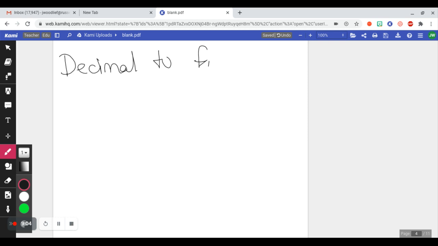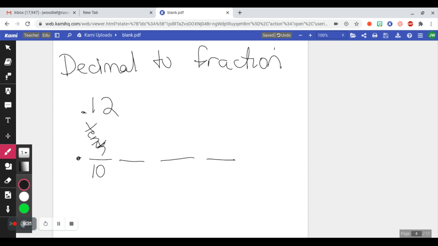Okay, now let's look at how to go from a decimal to a fraction. If we have 0.12, we're going to put it over the place value. So let's talk about our place values for a minute. Some of us missed those the last time. The first place here is called the 10th position. So that means it's going to be over 10.